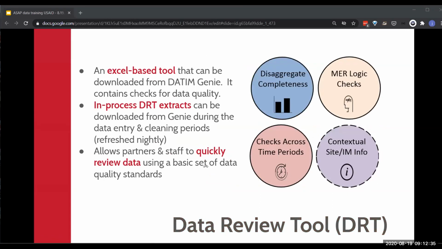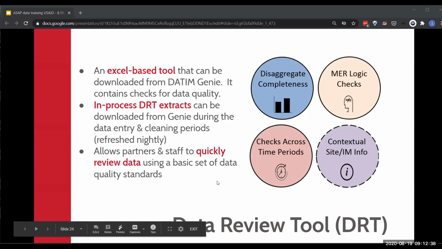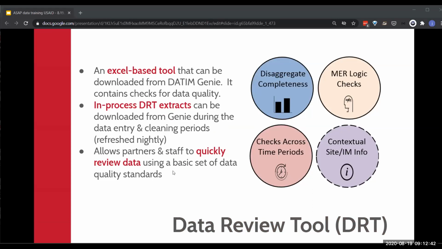The data review tool is an Excel-based tool that you download. And it contains checks for data quality. So basically when you download it, rather than interacting with datum.org, which is an online system, the data review tool is an Excel tool. Once you download it, you can open it up on your computer and manipulate it however you want to. So what this means is that as soon as you want to check your data, you can enter all your data in, download this DRT tool, and then check what you've submitted.